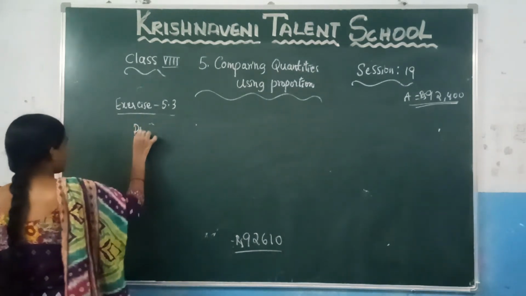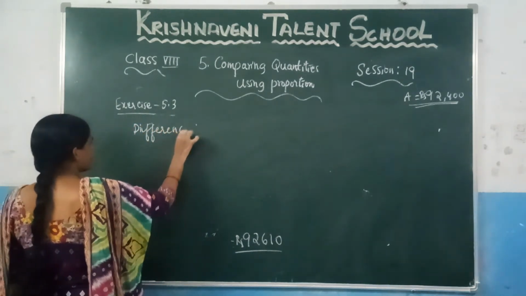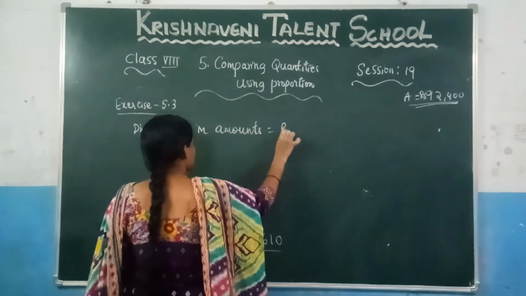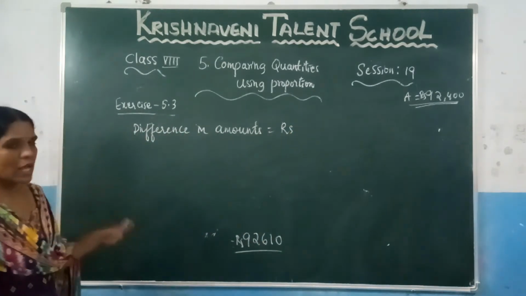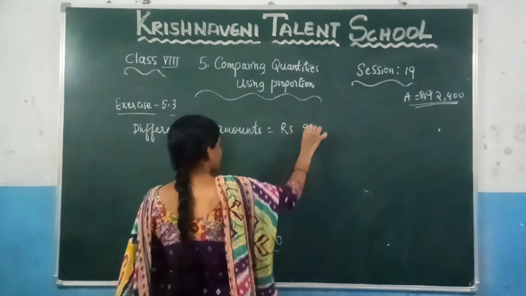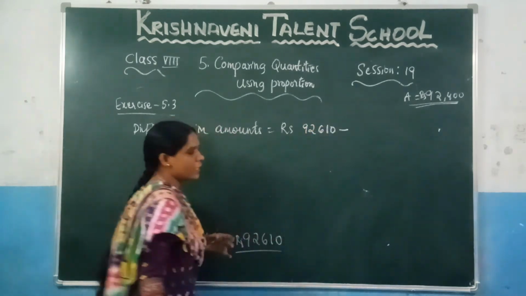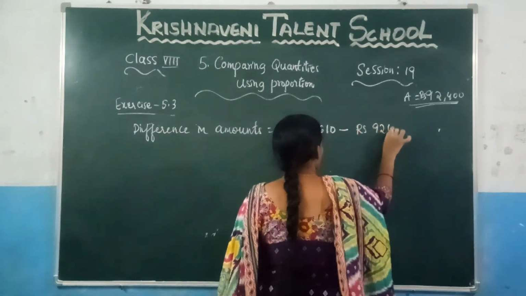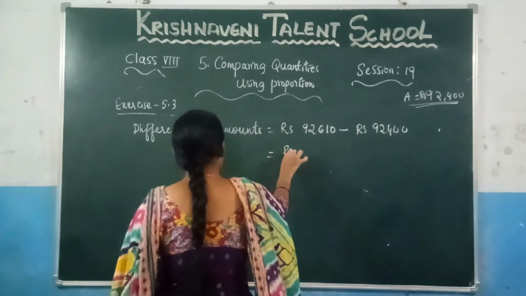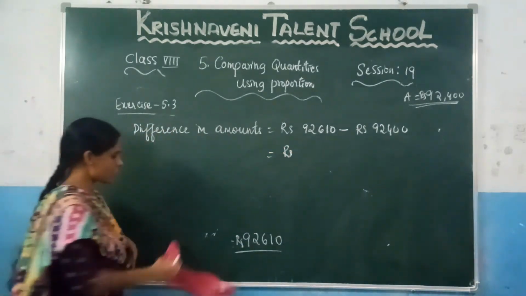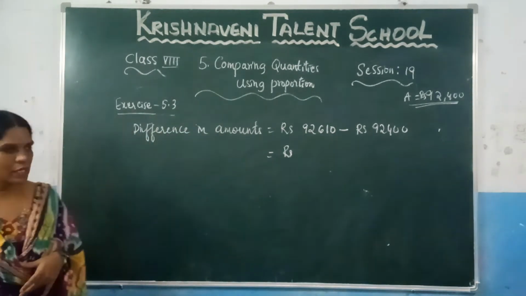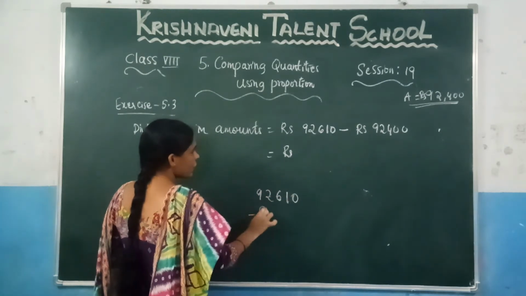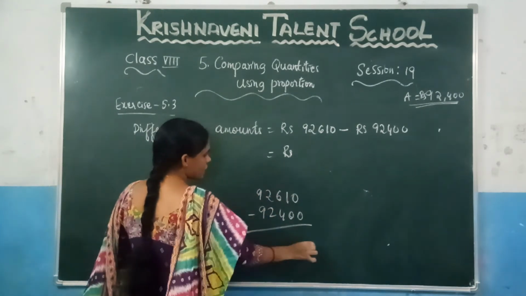So write it here, difference in amounts. If the interest is compounded half yearly, you got the amount which is 92,610. And if the interest is compounded annually, we got the amount which is 92,400. Since in the question they asked to find the difference in their amounts, we are subtracting these two values. So let us subtract here what you are getting here, which is 92,610 minus 92,400. So let us simplify.